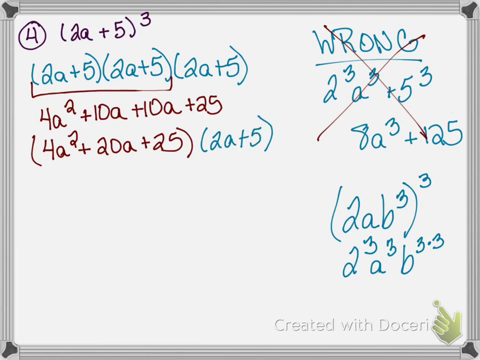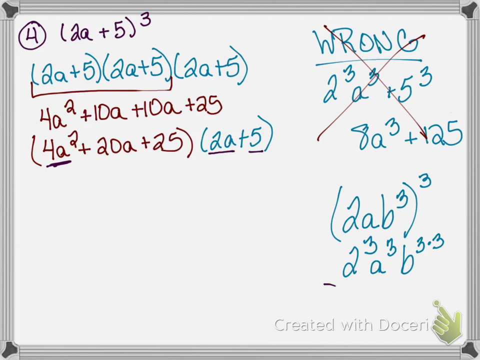Think back to if I had 2 times 3 times 4. What's 2 times 3? 6. Okay? So I multiply these two together first and I get 6. Then I multiply the 6 times the 4. Okay? That's what I'm doing here. Now what this means is I've got to take this 4a squared and multiply it times 2a and times 5. I am distributing the 4a squared to my binomial.